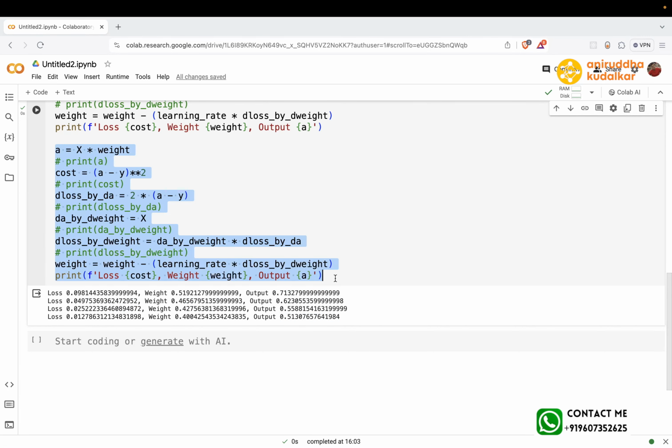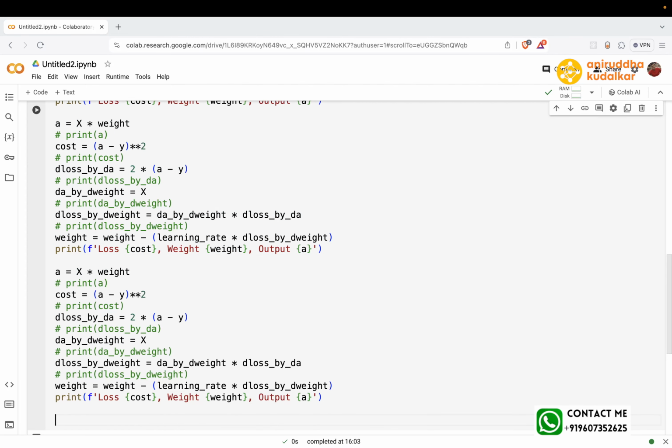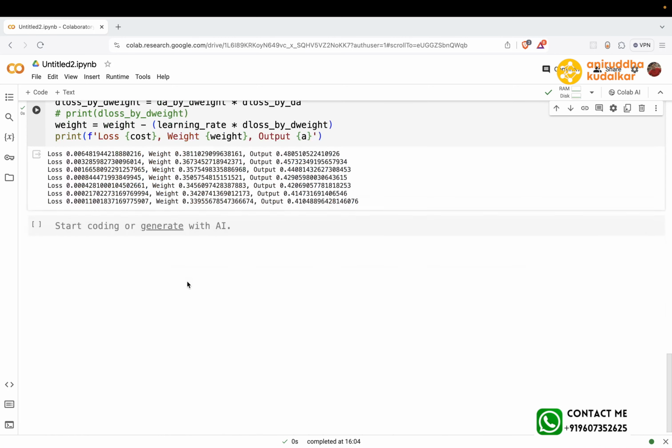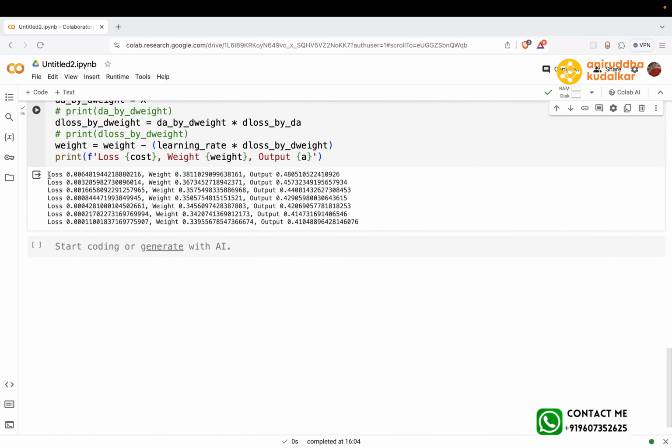Just add a few more iterations. You can write a for loop also, but for explanation purposes I'm not writing it. Three more steps I have written. And can you see here, loss is getting minimized. Here loss is 0.006 and here loss is 0.001. Loss is minimizing, weight is this, and can you see you are reaching towards a desired output.